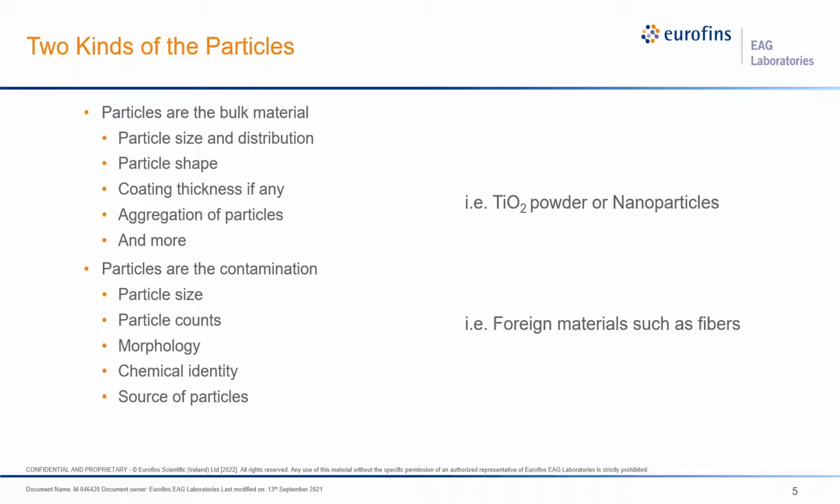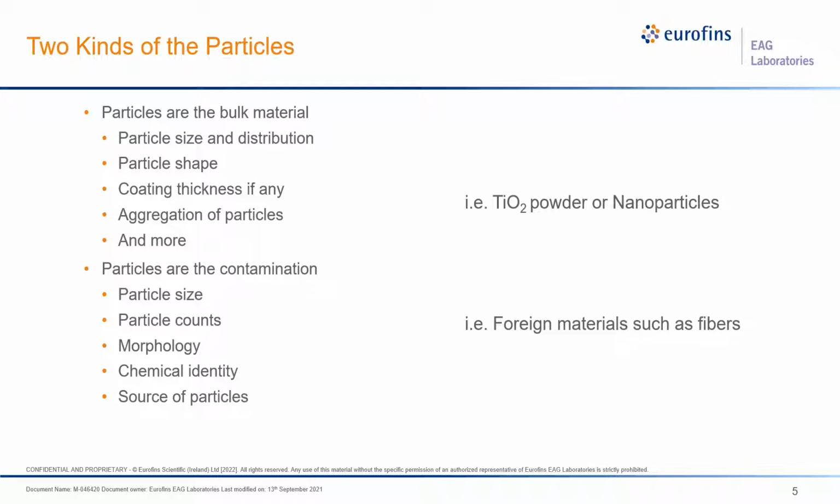When we talk about particles, there are two kinds of particles in general. One are the ones we like, and the others are the ones we don't like. The ones we like are the bulk materials, the powdered samples that serve as raw material of your production or finished goods. For these, we want information about the powders. For example, we want particle size and distribution. We want to know the particle shape. What do they look like shape-wise? And if they have a coating, what's the coating thickness? Is there any aggregation happening with the particles? And some more information as well.